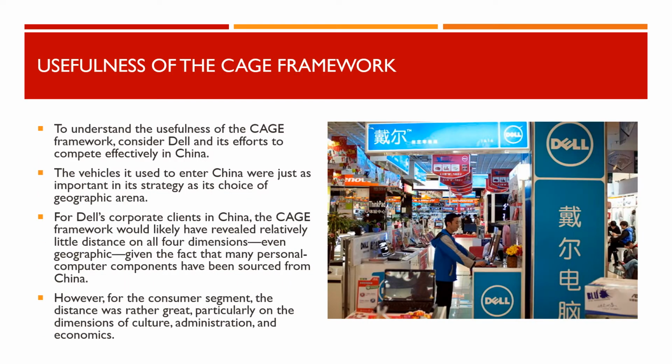To understand the usefulness of the CAGE framework, consider Dell and its efforts to compete effectively in China. The vehicles it used to enter China were just as important in its strategy as its choice of geographic arena. For Dell's corporate clients in China, the CAGE framework would likely have revealed relatively little distance on all four dimensions, even geographic, given the fact that many personal computer components have been sourced from China. However, for the consumer segment, the distance was rather great, particularly on the dimensions of culture, administration, and economics.